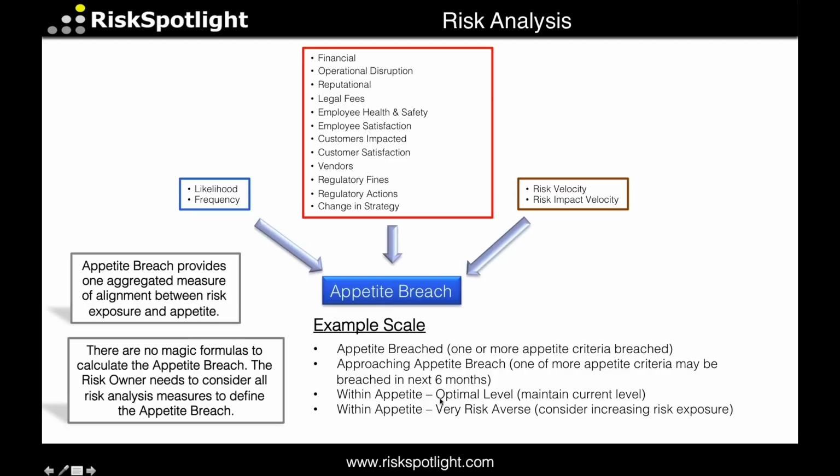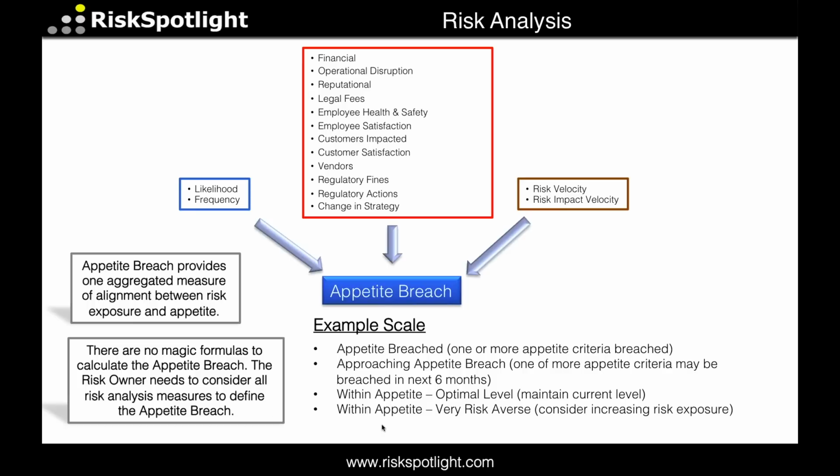And then you have within appetite, which again I define in two levels. So I say optimal level. That's where we are within appetite and we don't need to change anything, so we can call it optimal level. But in some cases, we may find out that we are within appetite, but we are actually very risk averse. So we have put a lot of controls in place. That's why I created a separate category called very risk averse, because that's where you may want to actually take more risk, or you may want to reduce some controls because you may have too many controls in place and it may be costing us a lot to implement those controls.